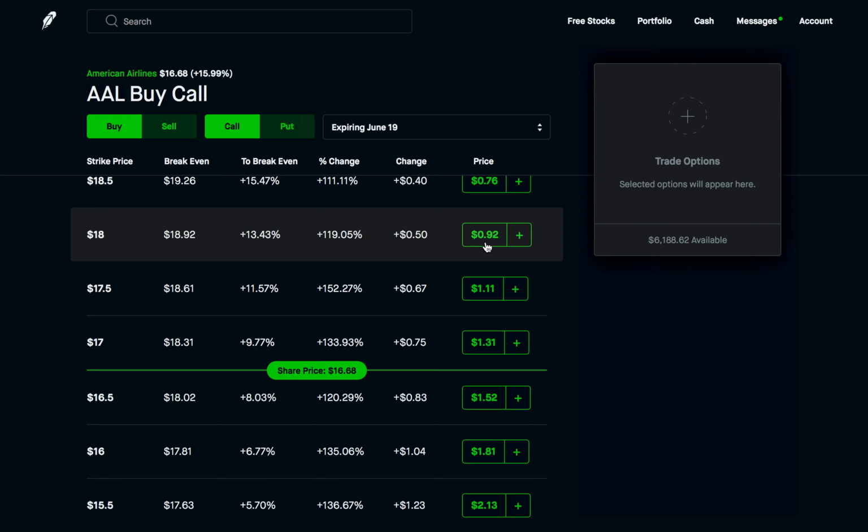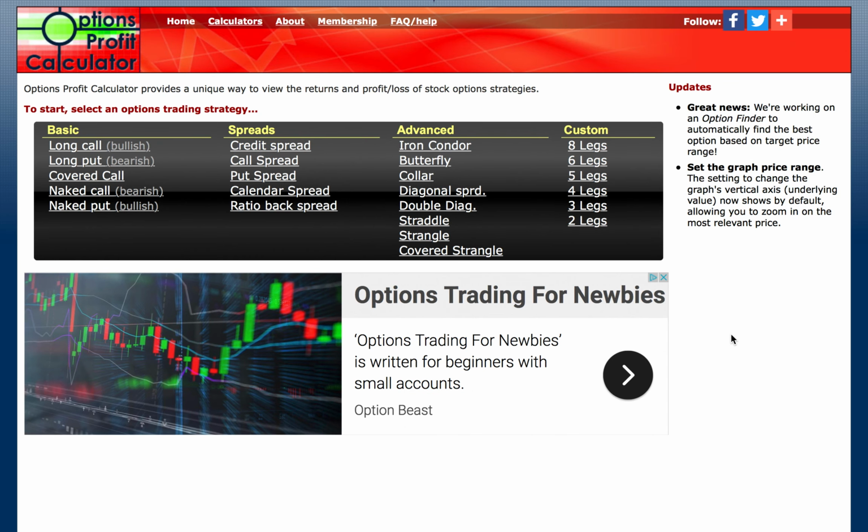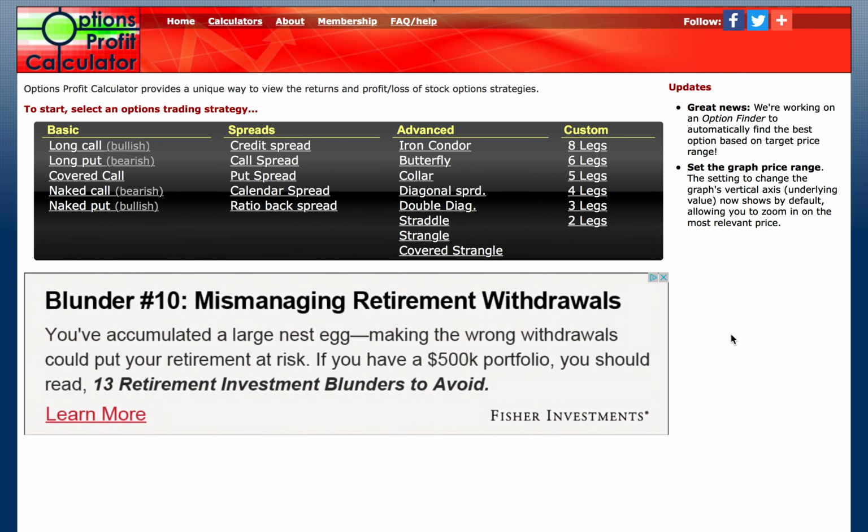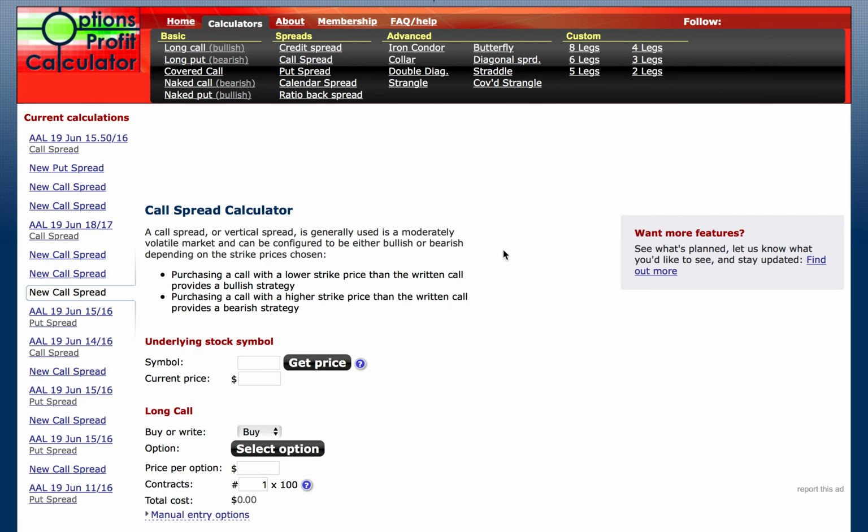And so, again, we'll go over to our options profit calculator. Again, this is very helpful to help visualize what is happening. And you'll see here the graph that we get can show you how much you're profiting or losing on what day. It helps you determine whether or not a call credit spread is what you want to do. So again, we're going to go into the spreads category and we're going to click on call spread.